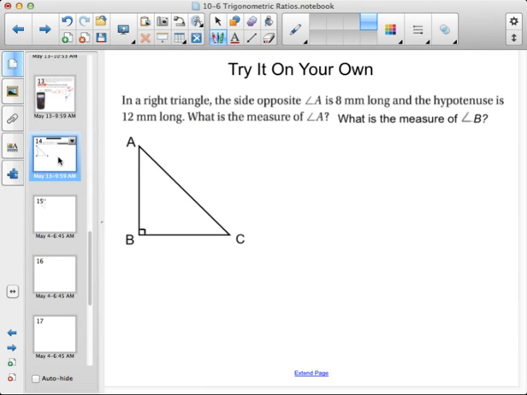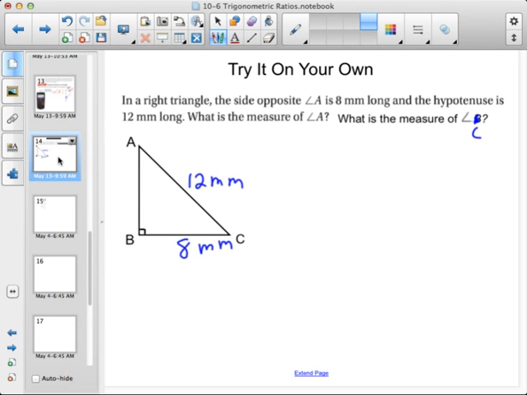In a right triangle, the side opposite of angle A is 8 millimeters long, so we'll label that 8 millimeters. And the hypotenuse of the triangle is 12 millimeters long. The question is, what is the measurement of angle A, and then what is the measurement of the other angle? Angle B is a 90. We're going to find A and C. I'm not sure why it says A and B. We're going to find angle C.